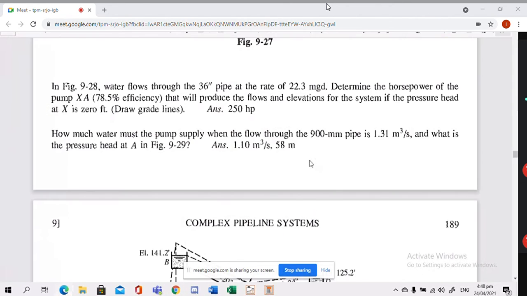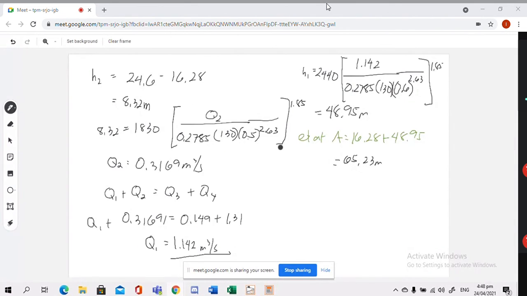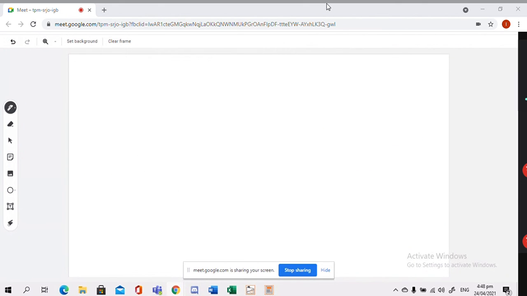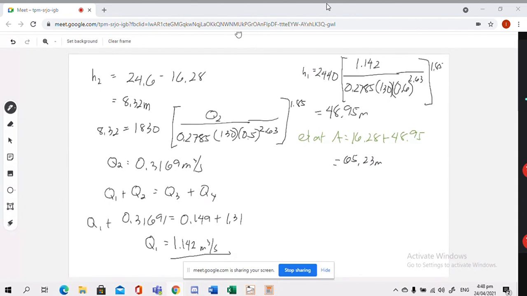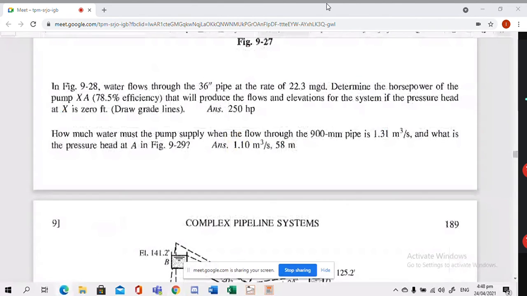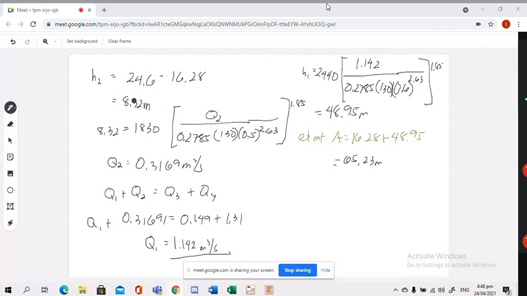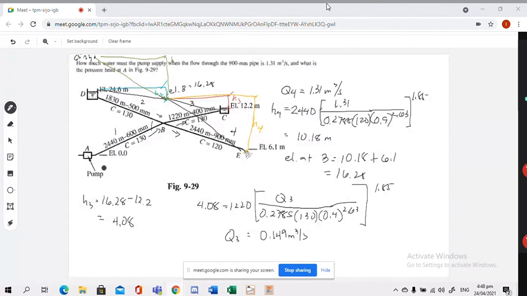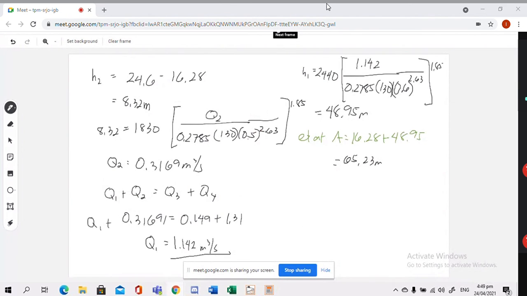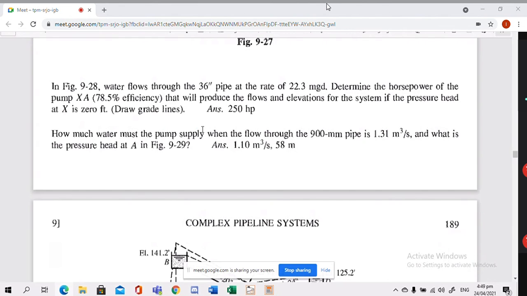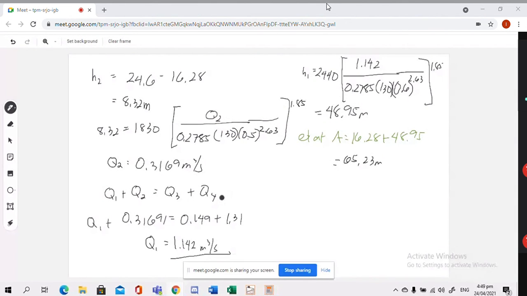So if we check, sakto ba? Okay, so you have here 1.1 and 58 meters, 1.1 meter cube. Okay, so elevation is 0, 1.142. Okay, let's recheck everything. Pero 1.1 and 58 meters supposedly.